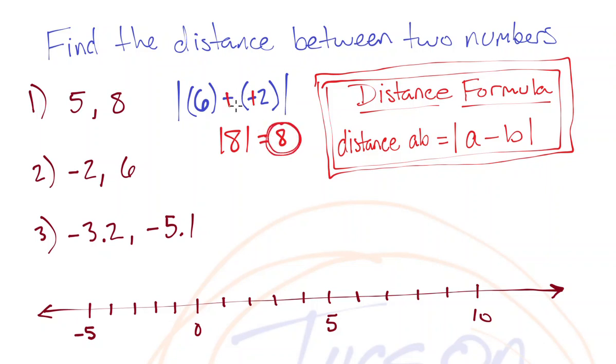But you want to be really careful that when you put the negative number second, you remember that minus a negative is a plus. Okay, let's do it on the number line just to show this is true. So 6 goes here, and -2 is down here, and that's 1, 2, 3, 4, 5, 6, 7, 8 spaces between -2 and 6. So it is true indeed that the distance between -2 and 6 is 8.